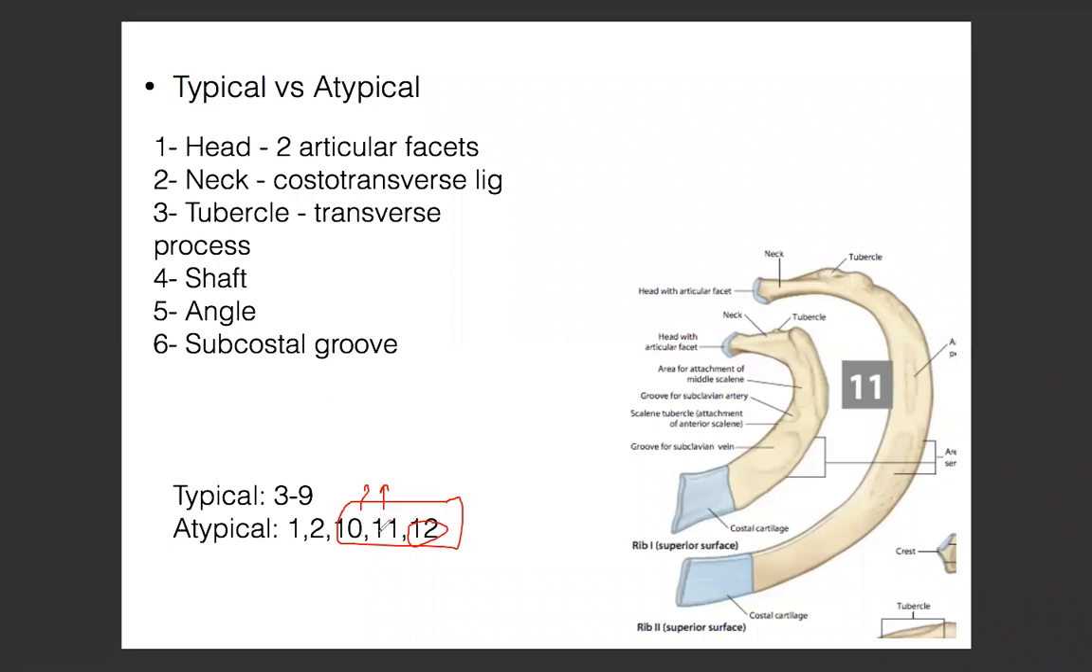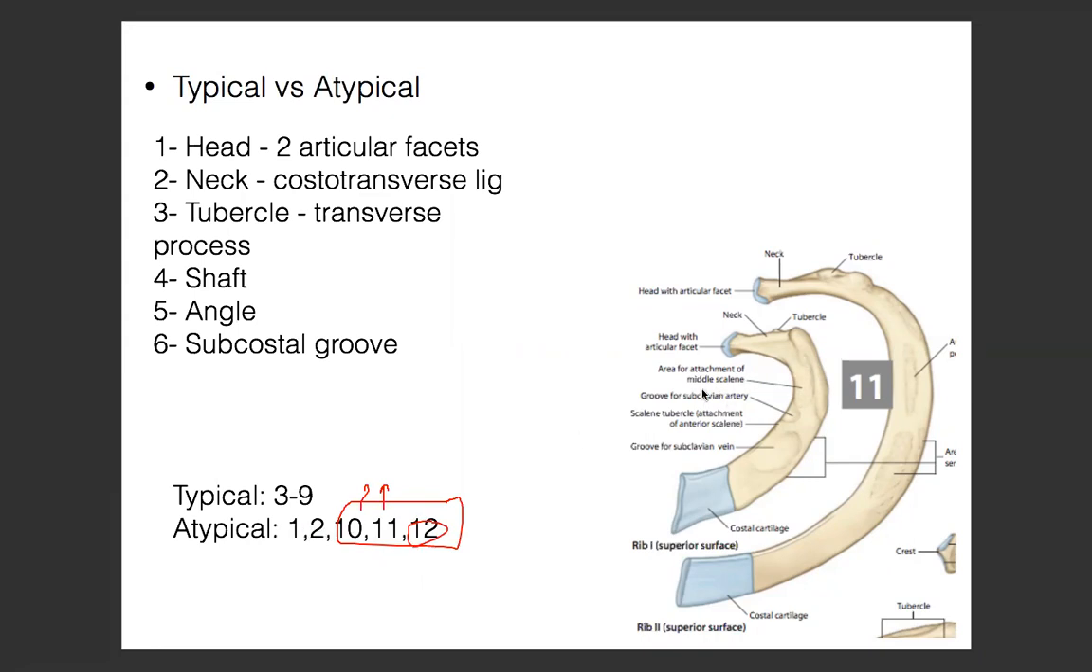And the 11th and 10th, as we said, they don't have a full subcostal groove. And the other problem is that the 10th and 11th also don't have a tubercle. So no tubercle and no subcostal groove in the 10th and 11th and 12th. The 12th has extra things, such as the head has only one articular facet. So these are the features that make the 10th, 11th, and 12th atypical. The first and second are also atypical.